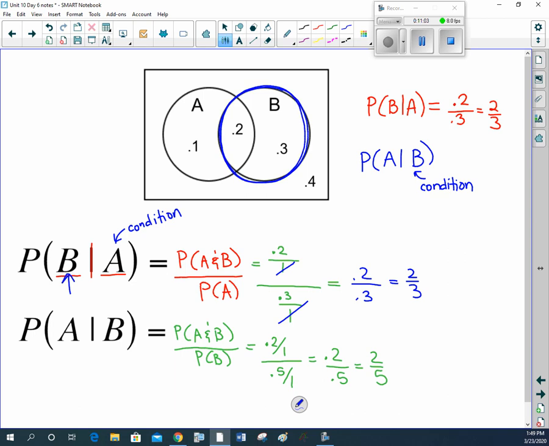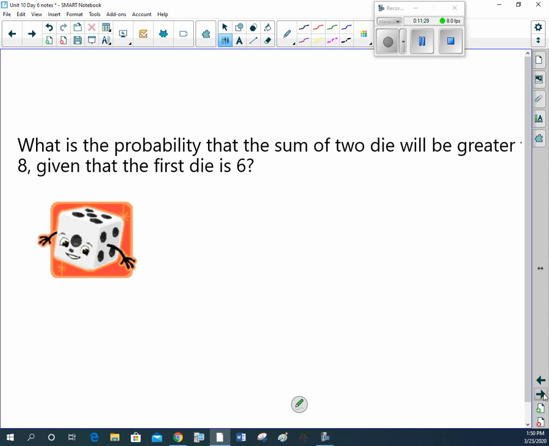And then what do you want to find the probability of? You want to find the probability of A. So in circle B, what part is A? Just this part right here. So your answer is 0.2 out of circle B, which is 0.5. End up with 2/5. Same answer. So you can do the formula, or you can just look at the two circles on the Venn diagram and get the answer.